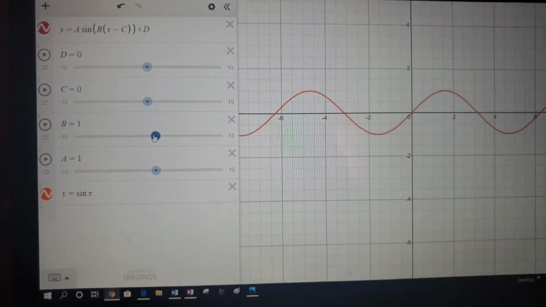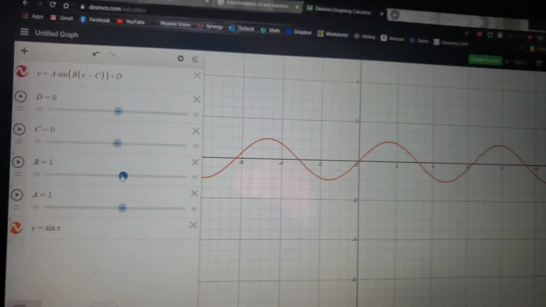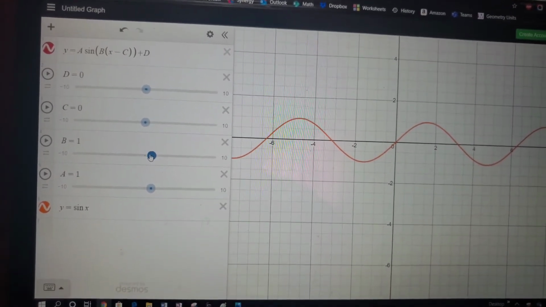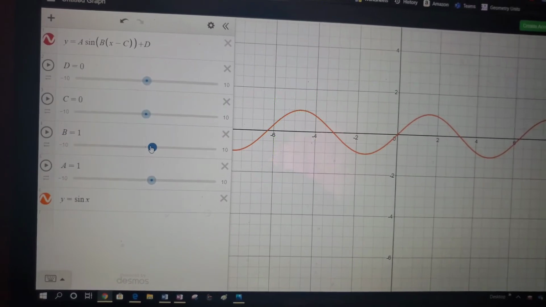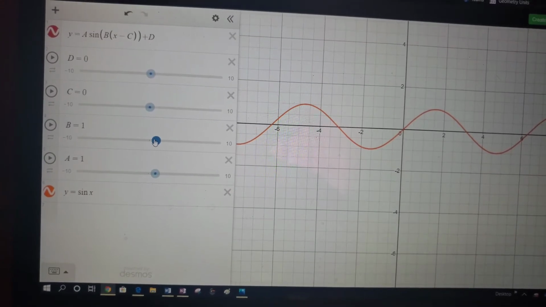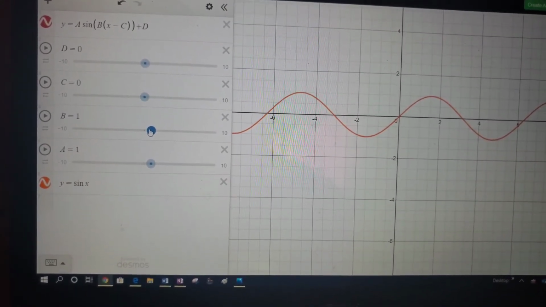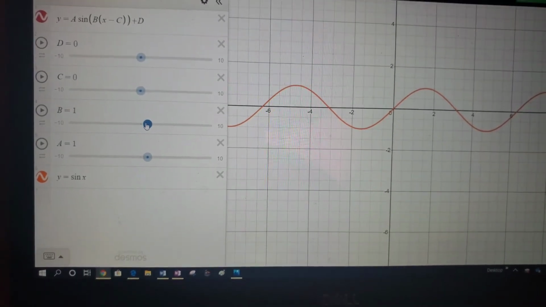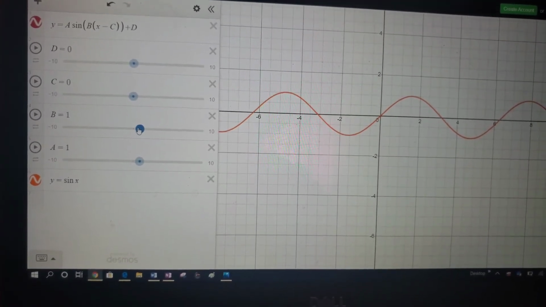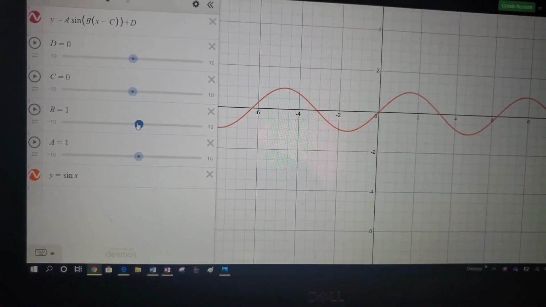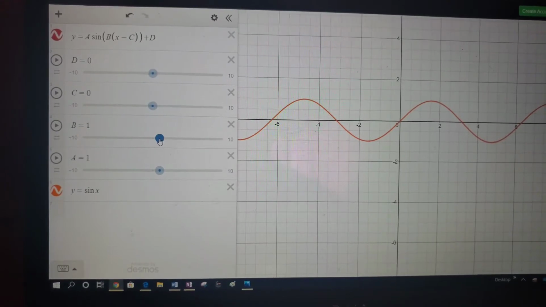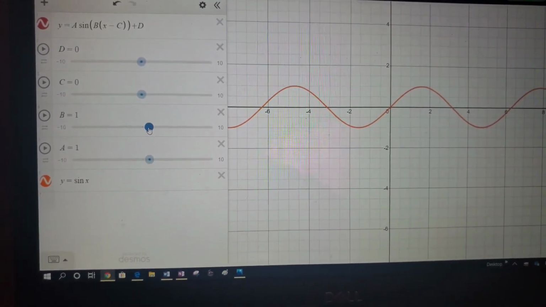Okay, now B is a little more complicated. B helps you find the period, and the period tells you the length of one cycle. Okay, the period will tell you the length of one cycle. What B does is tell you how many times that cycle is going to repeat in that specific period. Okay, so that's what happens. B tells you how many times a cycle repeats over a specific period. Okay, so now let me explain a little more about B.